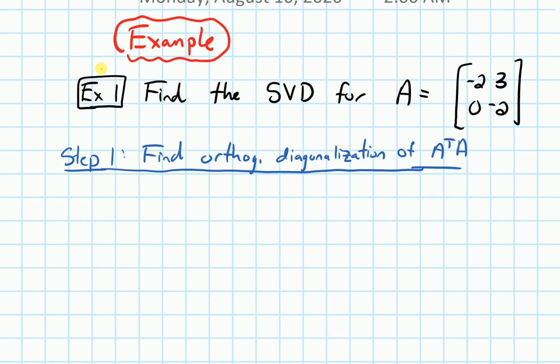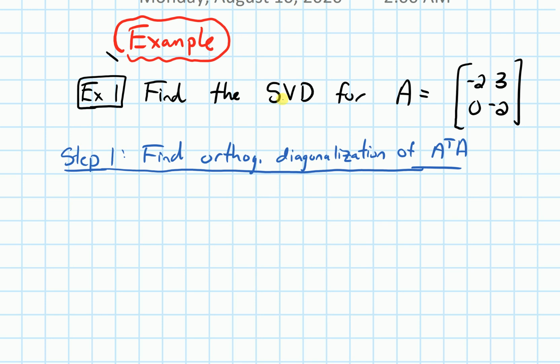In this video, we're going to do an example where we find the singular value decomposition of a matrix. So I'm going to start with a more basic example, and in the following video, I'll do a more complicated one. So let's say A is this matrix.